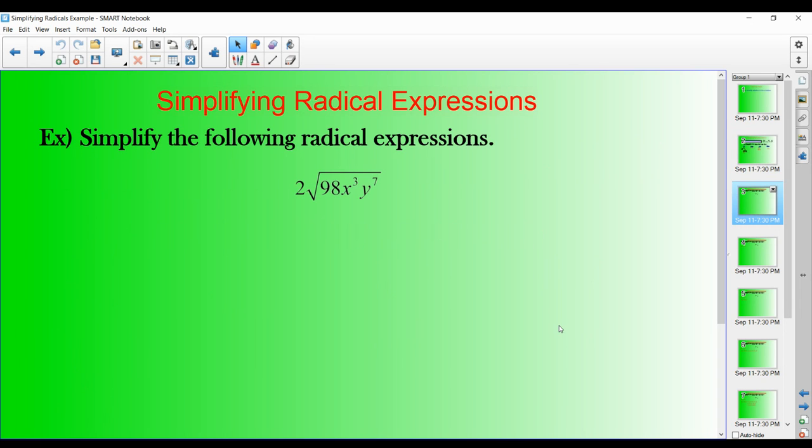So let's see what happens when we have a number out front, a number inside, and variables. We're going to deal with the 98 first. We're going to find the prime factorization. So 98 is 2 times 7 squared. We're then going to write it all out.